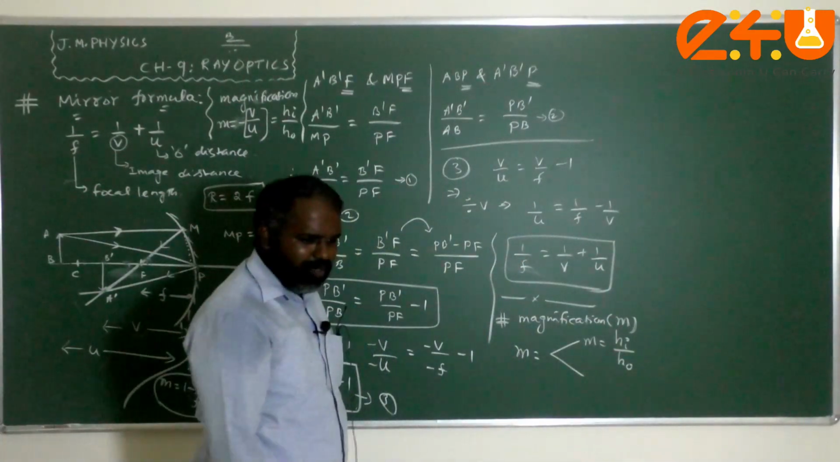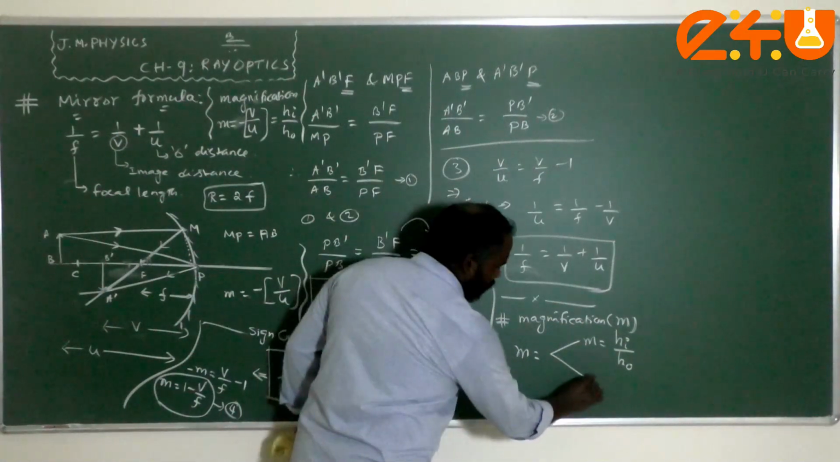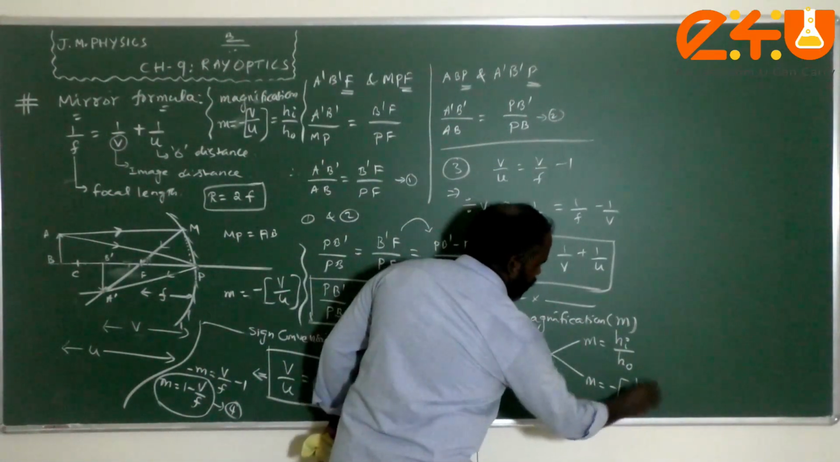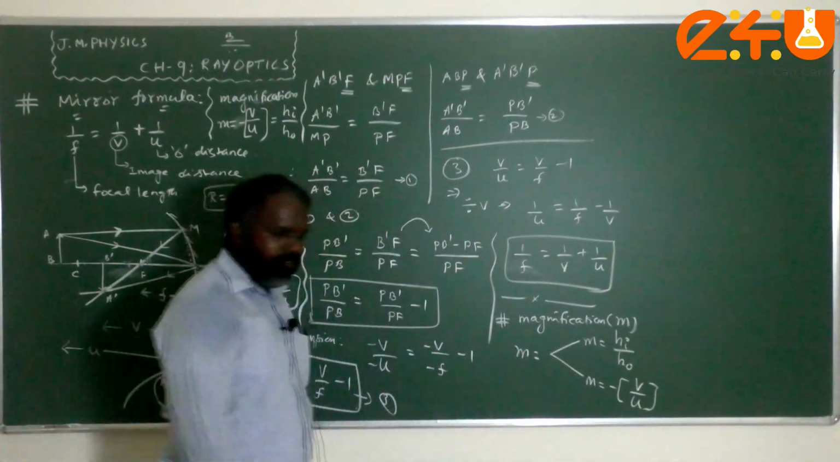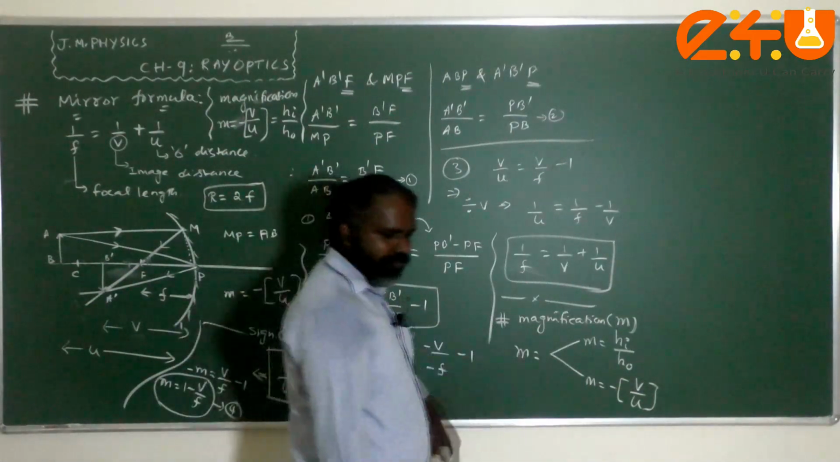Height of the image divided by height of the object. This is in terms of height. The other one is in terms of distances, that is image distance by object distance, minus V by U, children. Yes, this is the other magnification formula.